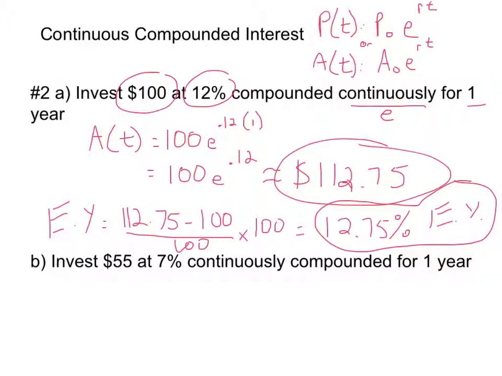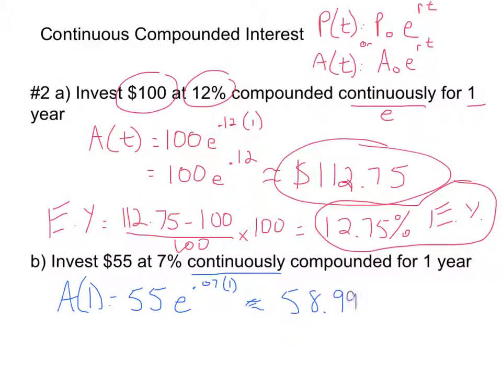Okay, now take $55 compounded at 7%, but do so continuously. Okay, well, my new amount after 1 year would be my old amount times e to the rate times T power, which is just 1. Tap her on in, and you get $58.99. That's what you get. Nice.